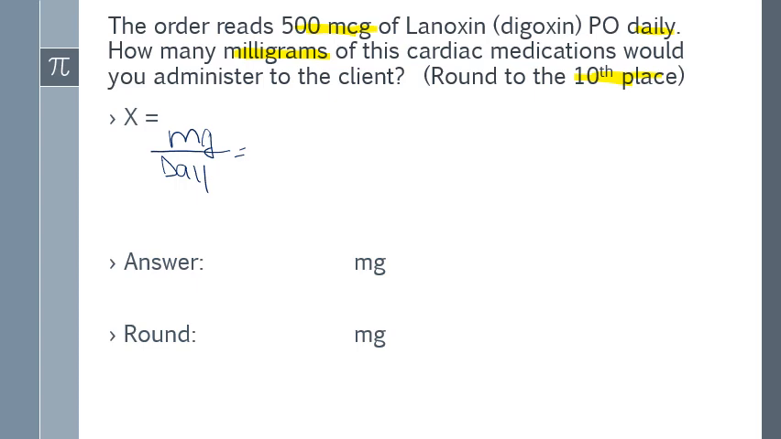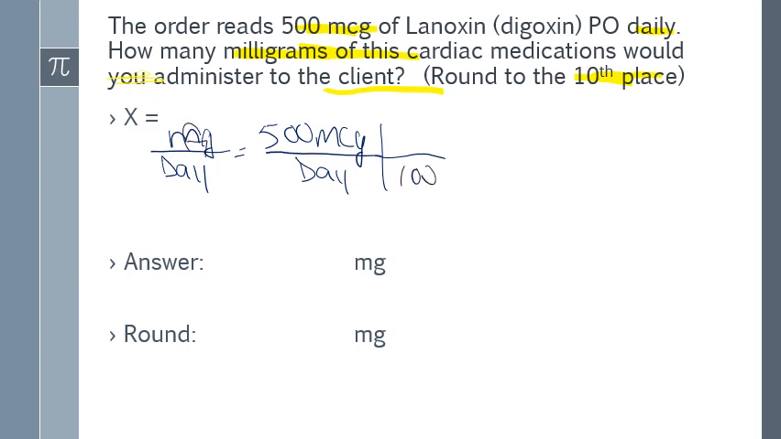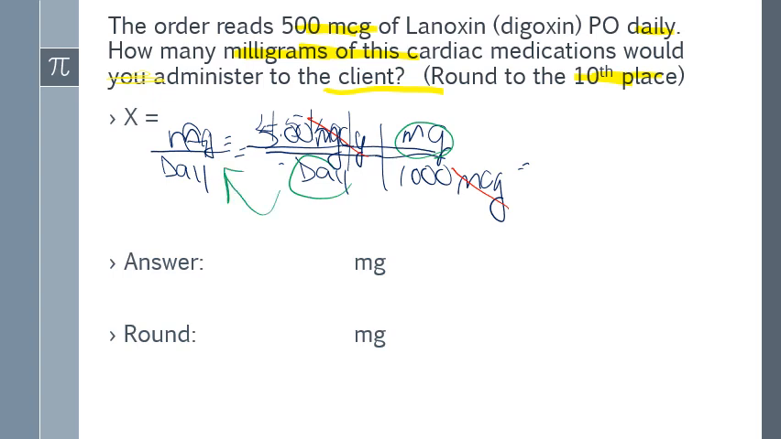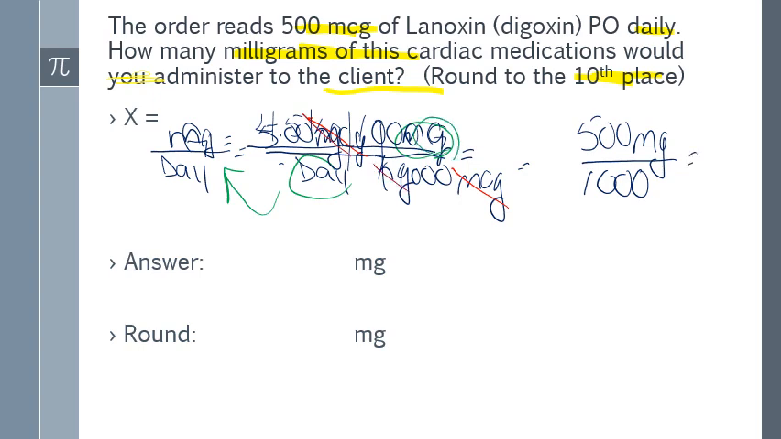So let's start with what we know. We know that day needs to be on the bottom. We need milligrams eventually on the top. So let's go ahead and start with 500 micrograms a day. But we don't need micrograms, we need milligrams. So what we're going to do next is we know that there are 1,000 micrograms in a milligram. These can cancel out, and we are left with milligrams per day, which is exactly what we want. So now we can do some math.